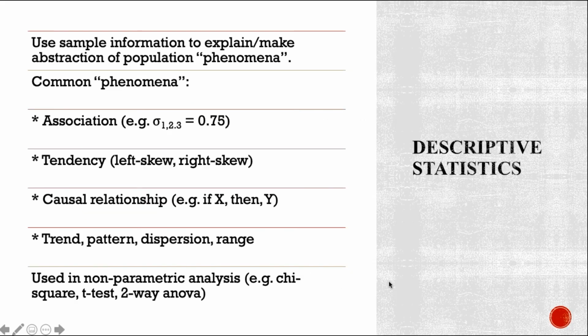In descriptive statistics, for example, we use information to explain and make abstraction of a population phenomenon, a common phenomenon, for example association with skewness and left skew tendency, or cause relationship, if X then Y, or correlation, patterns, range, chi-square, t-test, two-way ANOVA. This is all descriptive statistics.